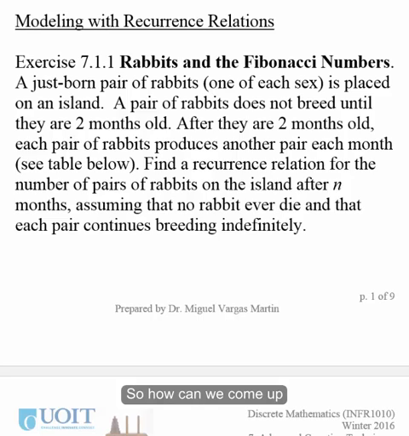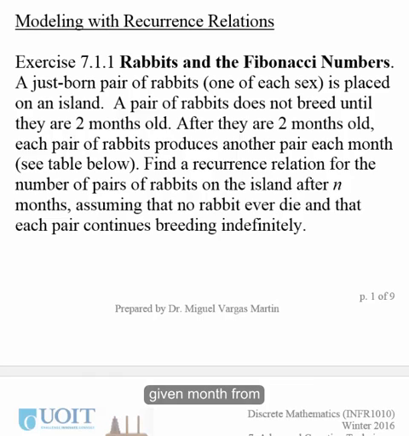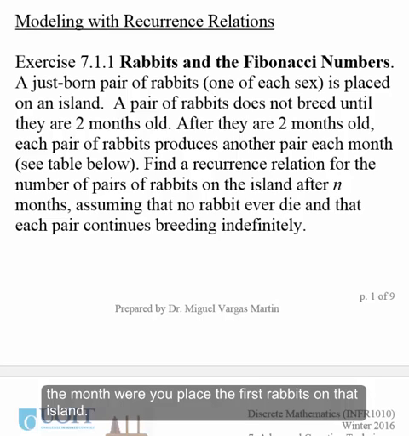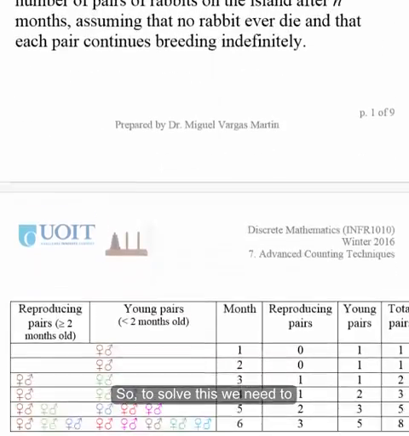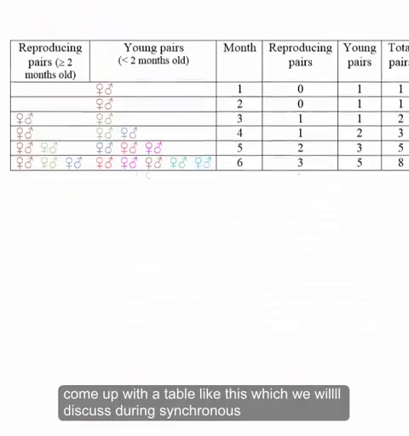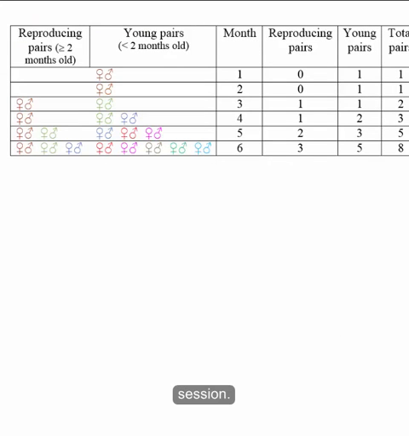So how can we come up with a recurrence relation that describes the number of rabbits at any given month from the month where you place the first pair of rabbits on that island? To solve this, we need to come up with a table like this, which we'll discuss in the synchronous session.